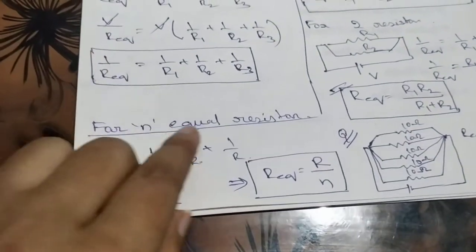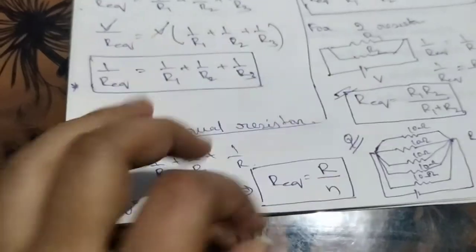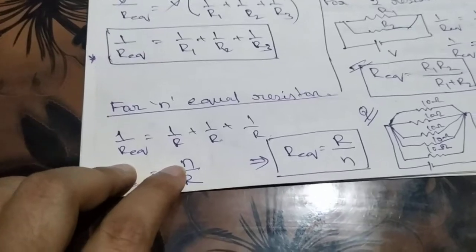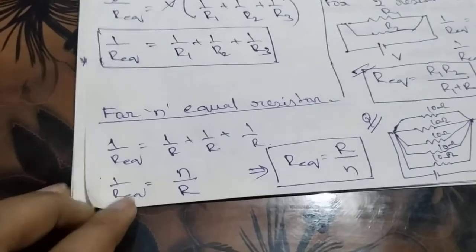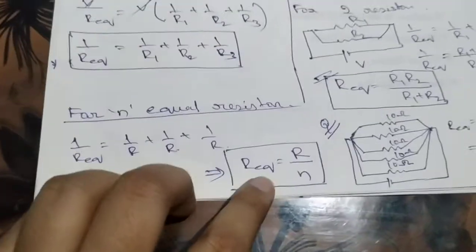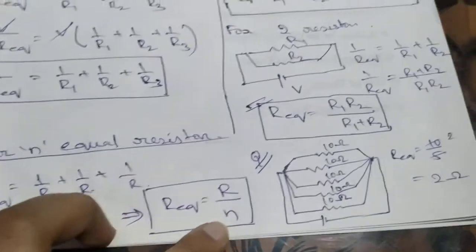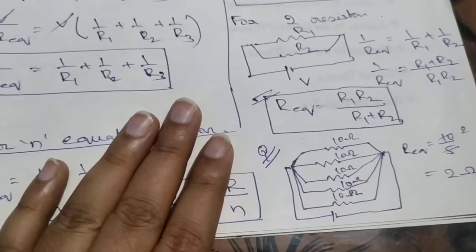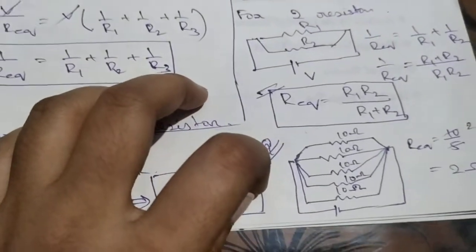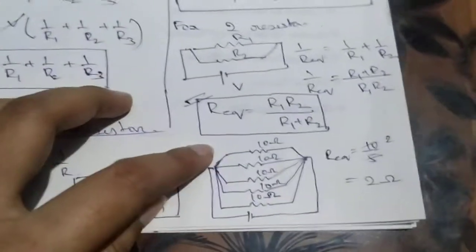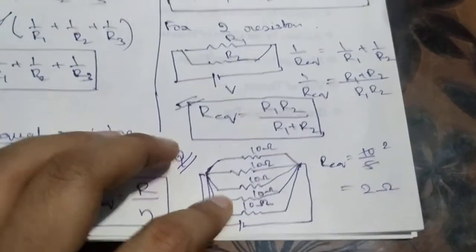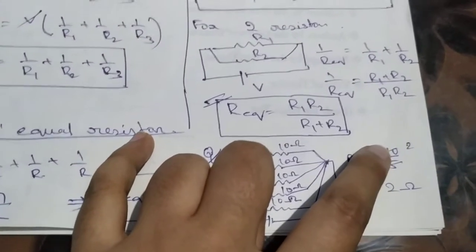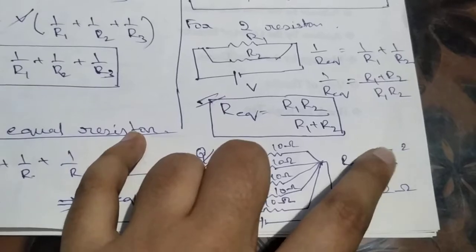Now suppose there are n resistors, all the same. Then what will happen? 1 by R plus 1 by R plus 1 by R, so directly I can do n by R. 1 by Req is equal to n by R. So Req will be equal to R by n. So if a question is given that 5 resistors of 10 ohm resistance are connected in parallel, then what will be the value of R equivalent? R equivalent will be directly R by n. R is 10 and how many resistors? 5. So 2 ohm directly.